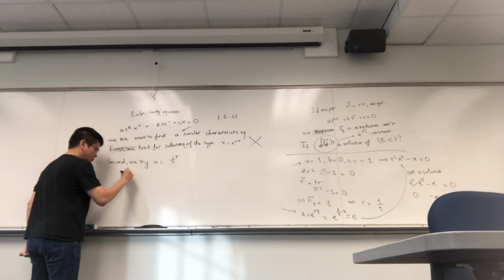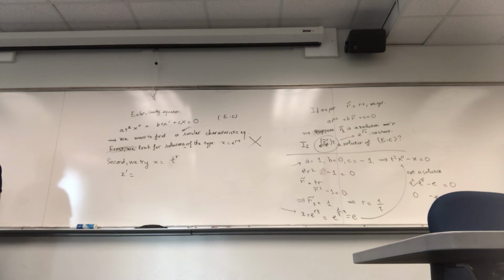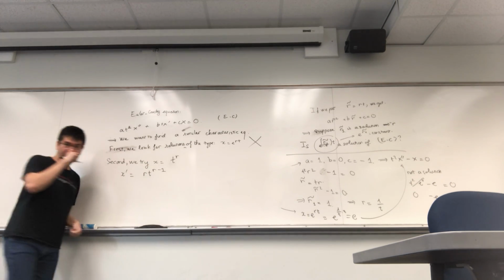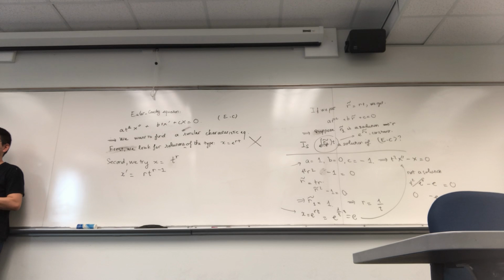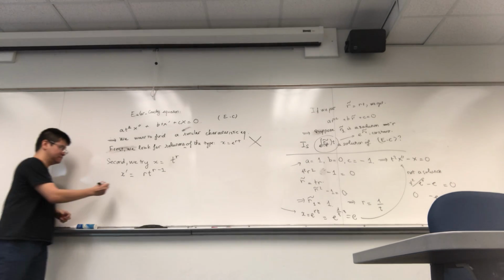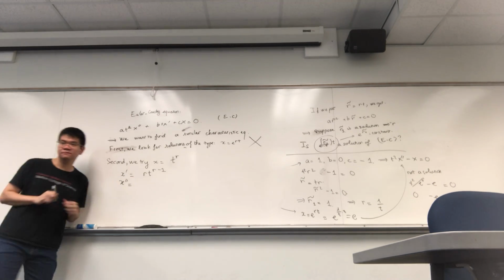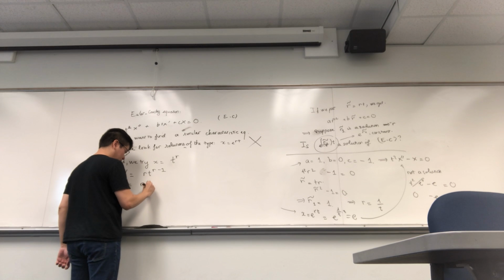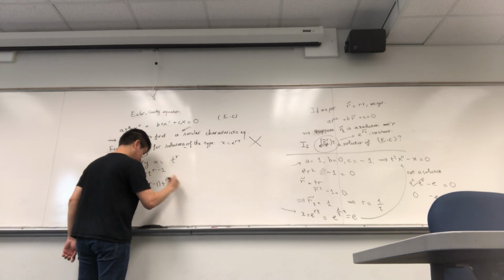So what is the first derivative of this power? r t to the r minus 1. Right? So what is the second derivative of this guy? It would be r squared minus r times t to the r minus 2. So this is r times r minus 1, times t to the r minus 2.